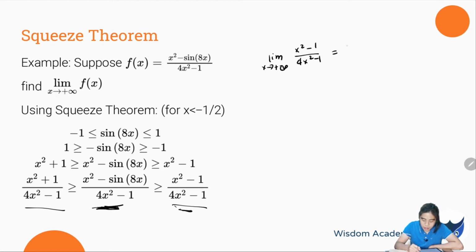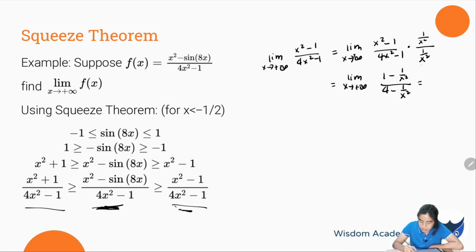So, kailangan natin i-manipulate yung equation by multiplying both sides by the leading term. So, by multiplying the numerator and the denominator, we will get, directly substituting positive infinity, this will be 1 minus 0 over 4 minus 0 is equals to 1/4.